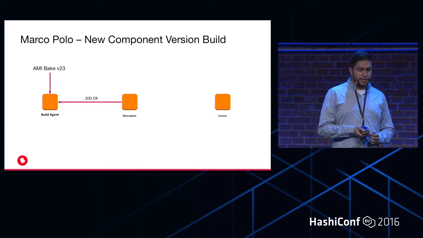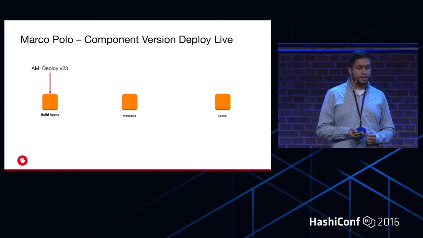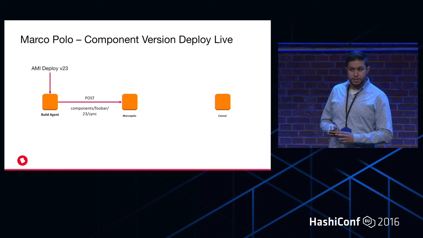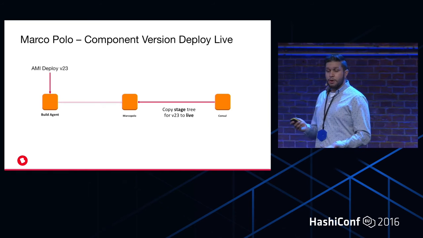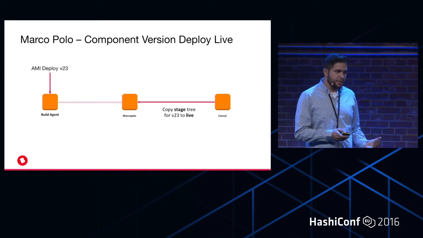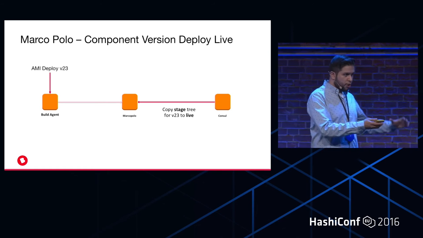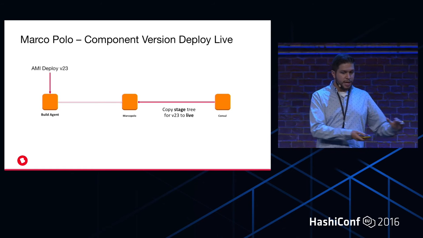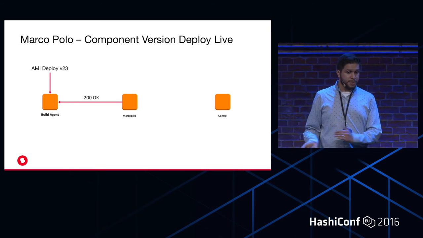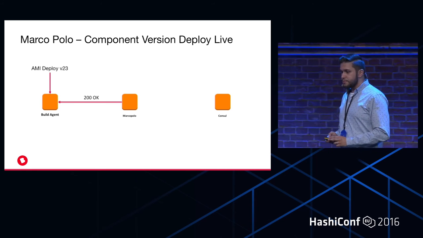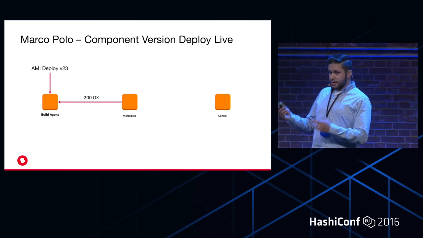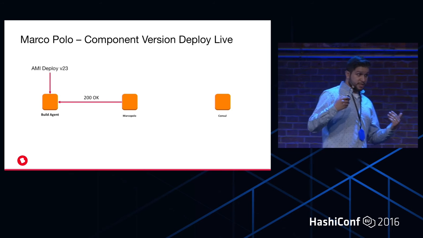And the same with deploys. So when a deploy job comes along, we make the same request to Marco Polo, which then says, oh, OK, I have version 23 in stage. You want me to do a live deploy. So I'll copy what's in version 23 stage and put that to the live tree. And then it returns OK. So that architecture is actually in place right now, and it works very well for us.